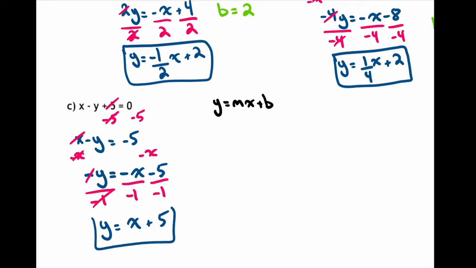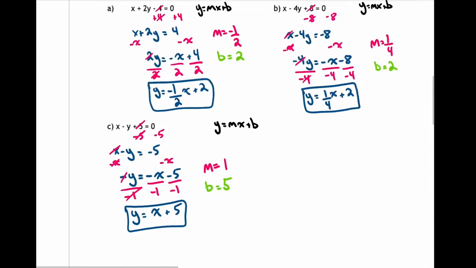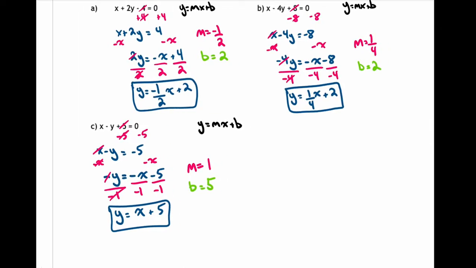This is now my slope-intercept form. It's in y equals mx plus b form. I can get my slope now. Slope is 1, or the number attached to the x. I don't see anything, so it has to be 1. And my b value is the constant, or 5. So again, same kind of steps that we've been doing. Once we get to slope-intercept form, it's just identifying the m and the b value, which we should be familiar with.